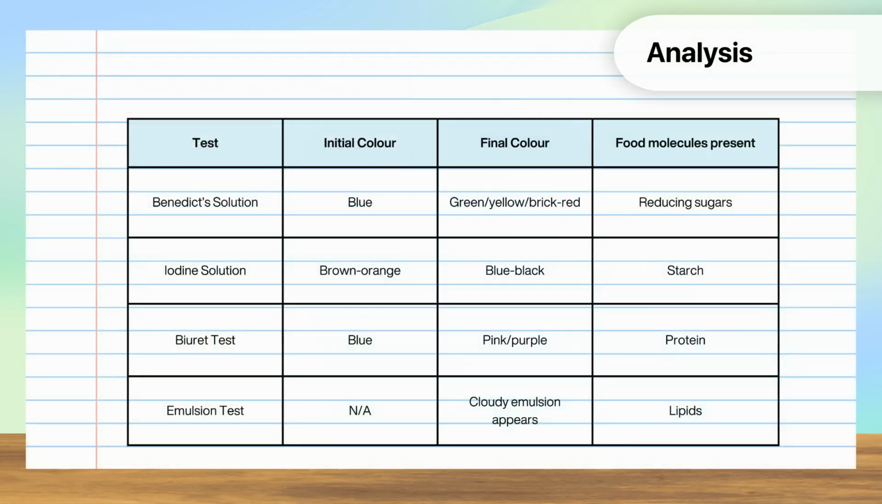Here is a table summarising the colour change or physical change we can expect to see in light of a positive test. For Benedict's test, we can see a sequence of blue to green or yellow or brick red based on increasing amounts of reducing sugars. The iodine test will show a clear change from brown-orange to blue-black in the presence of starch. The biuret test will show a transition from blue to pink or purple if protein is present. Finally, the emulsion test shows a formation of a cloudy emulsion if lipids are present.